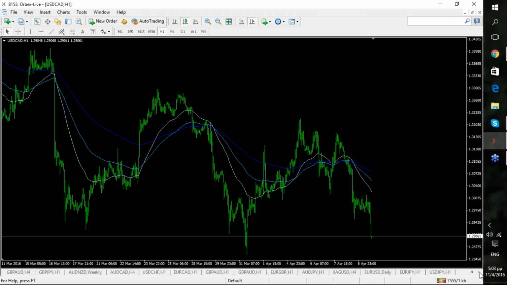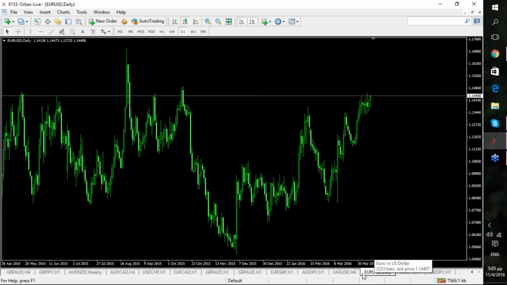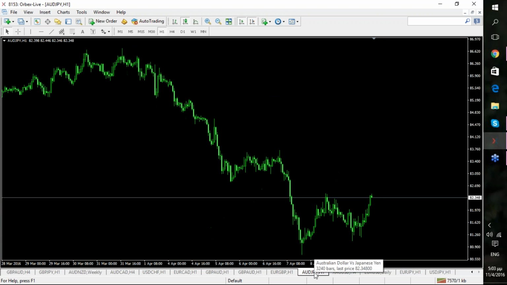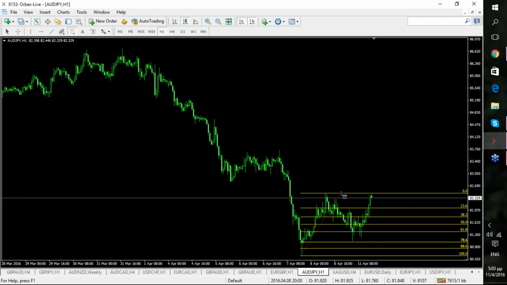Okay, got Euro USD, AUD JPY. Before we go to AUD US dollar, we have got something that mirrors what we've just seen just now with the Canada. We've got a W pattern here as well. As you can see, this pattern mirrors what we have previously seen on some other pairs.